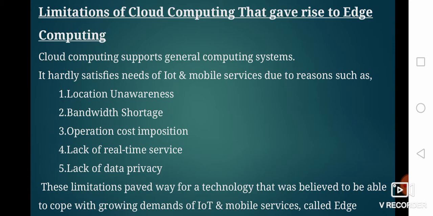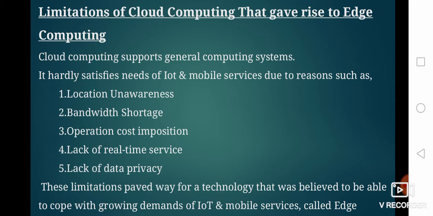Let us look at the limitations of cloud computing that gave rise to edge computing. The first is location unawareness. In edge computing, depending on location, the accessibility rate will be increased. If we want to retrieve any information from IoT devices, it takes much time in cloud. But by using edge computing, retrieving information is very fast. It can be done in a fraction of seconds, depending on your location.